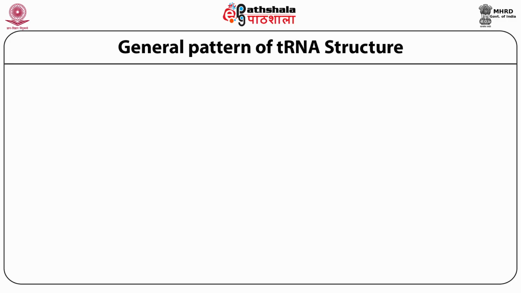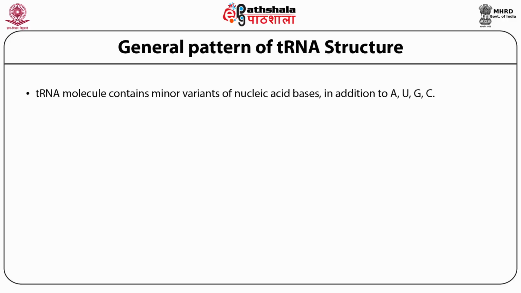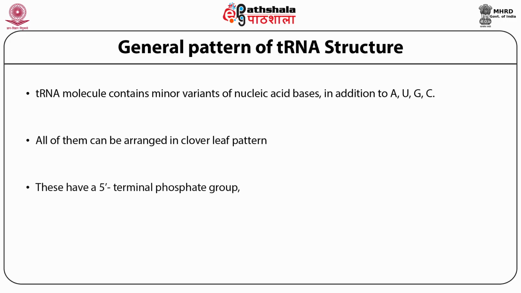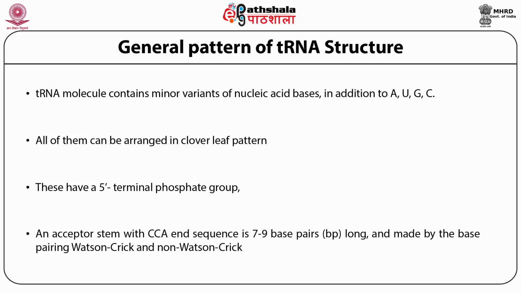The general pattern of tRNA structure is described here. tRNA molecule contains minor variants of nucleobases in addition to A, U, G, and C. All of them can be arranged in cloverleaf pattern. These have 5' terminal phosphate group, an acceptor stem with CCA end sequence is 7 to 9 base pairs long and made by the base pairing Watson-Crick and non-Watson-Crick.